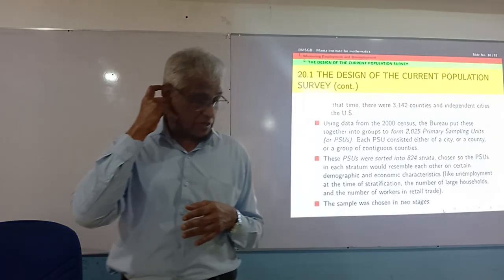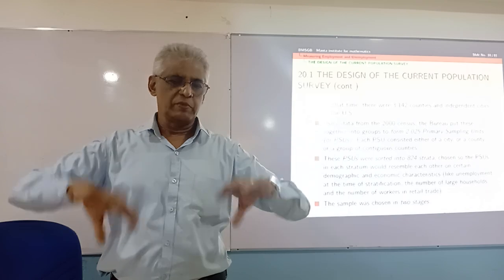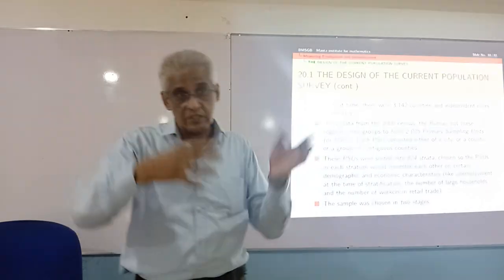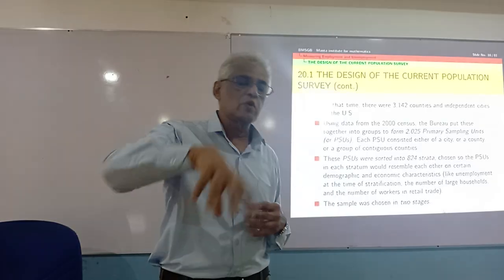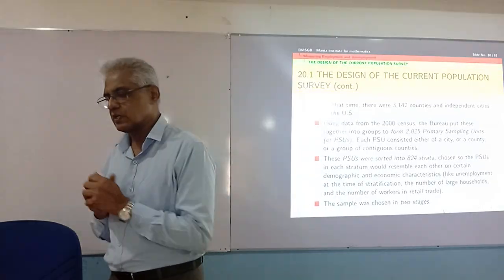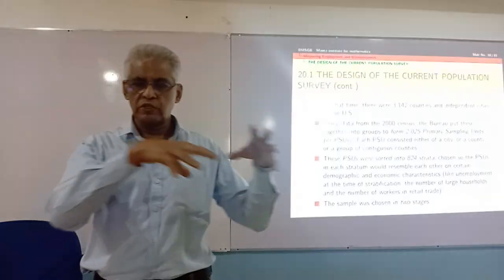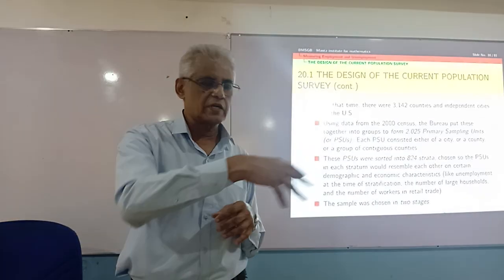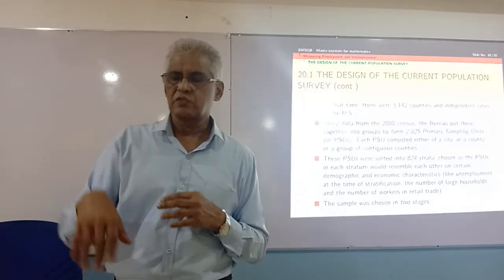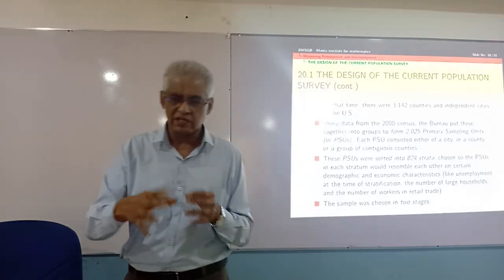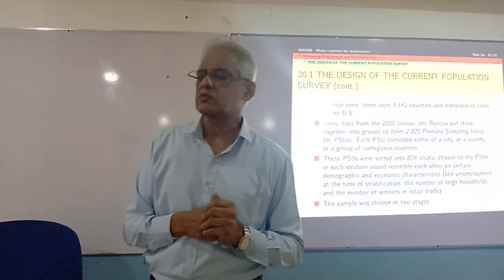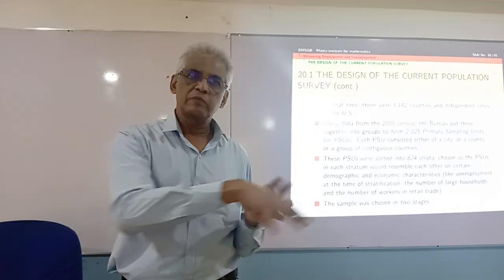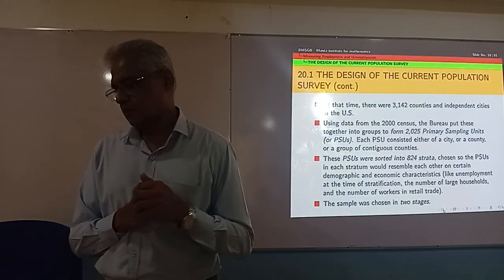But if you consider strata, between strata they are different. One stratum may be completely different from another stratum, but within the stratum, they are homogeneous, very similar. So these PSUs were put into 824 strata so that within a stratum there are similar PSUs. They don't have to be close by necessarily, but they have a list of these PSUs, and then using the information from the censuses, they group them into this many strata.